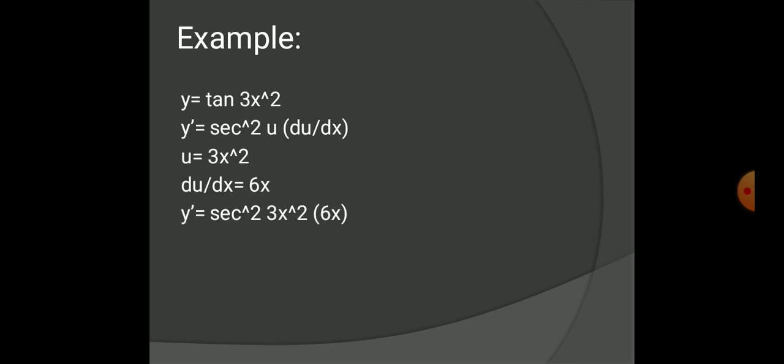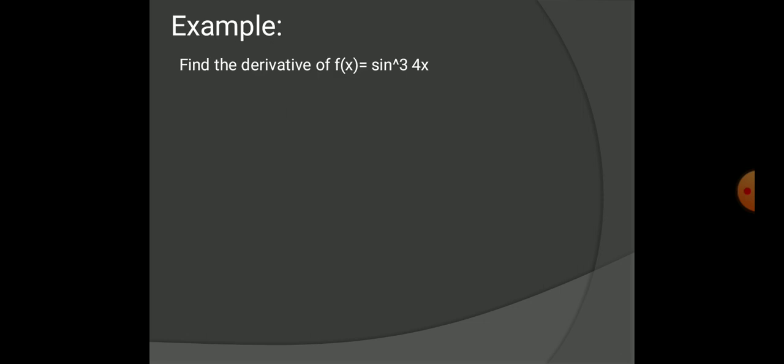So if we're going to substitute to our derivative formula, y prime is therefore secant squared u, which is 3x squared, times 6x, or we can rewrite it as 6x secant squared 3x squared. So this is our derivative function in this example number 2. So let's have another example.